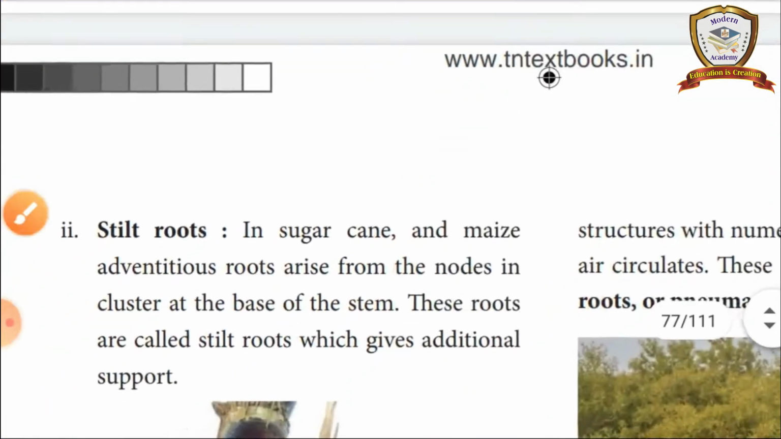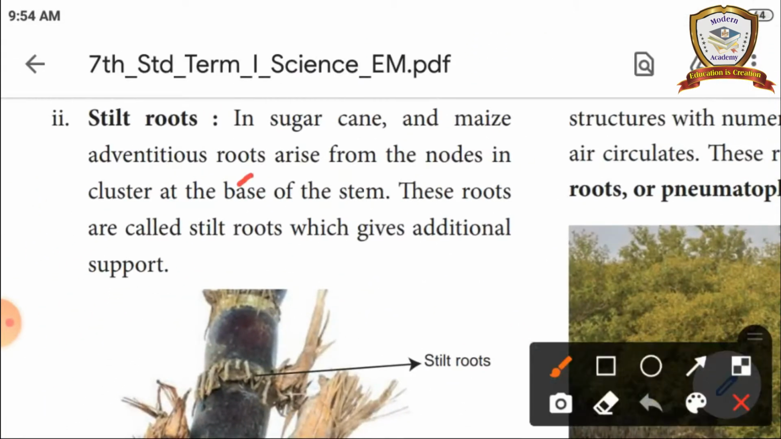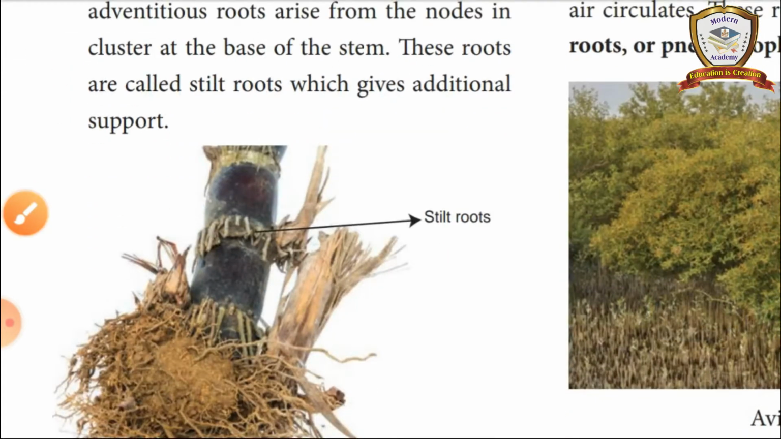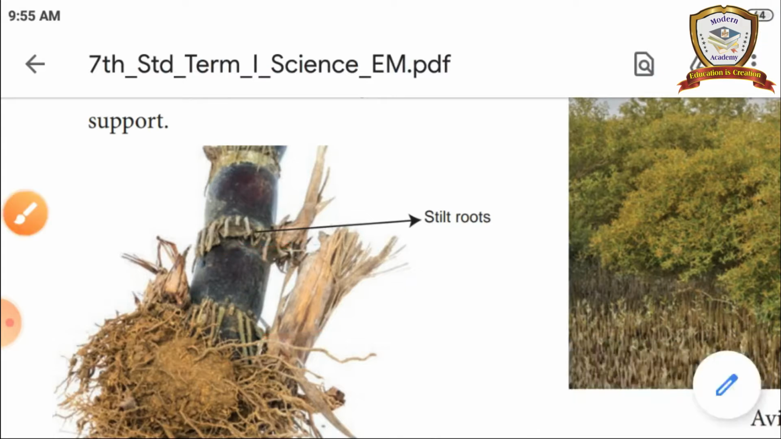And next one, stilt roots. In sugarcane and maize, adventitious roots arise from the nodes in a cluster at the base of the stem. These roots are called stilt roots, which give additional support. So these roots are additional support to the plant. During the Pongal time you have seen this. Near the root part you can see some small roots. So these are called stilt roots to give additional support to the plant.